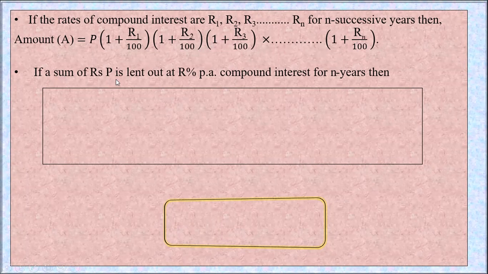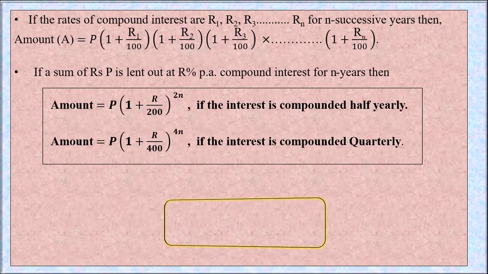If a sum of rupees P is lent out at R percent per annum compounded annually for n years, the amount is equal to P into 1 plus R by 200 to the whole power 2n, if it is compounded half yearly. Compounded half yearly means every 6 months we will be getting the interest. So in 1 year there are 2 halves.